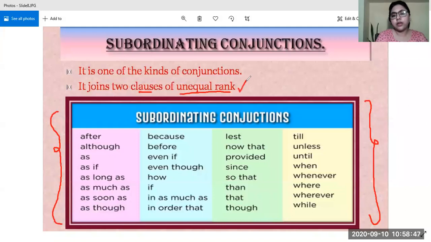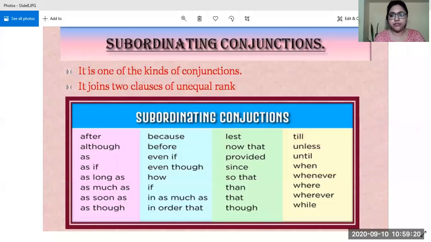We will be dealing with this. What do we mean by unequal rank? We'll be dealing with this later when we discuss the types of clauses. As of now, we only have to focus on the words which are used as subordinating conjunctions: after, because, till, unless, whenever, wherever, that, as soon as, inasmuch as. Just note them down so that it becomes handy for you when you solve the exercises of clauses.